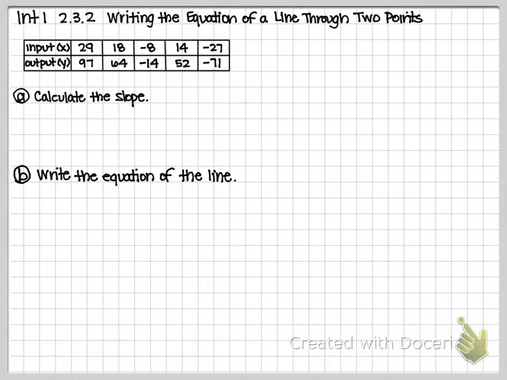Here we have 2.3.2. What we're going to be doing is writing the equation of a line where all we need is 2 points. We're not going to be told what the slope is, and we may actually have way more points than we need, which is kind of what this example is.